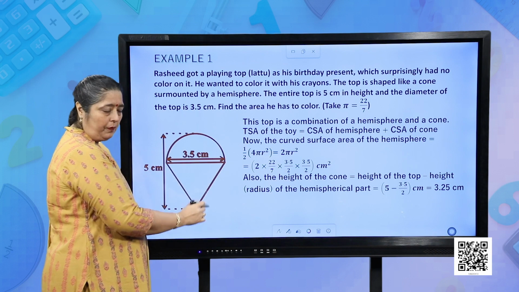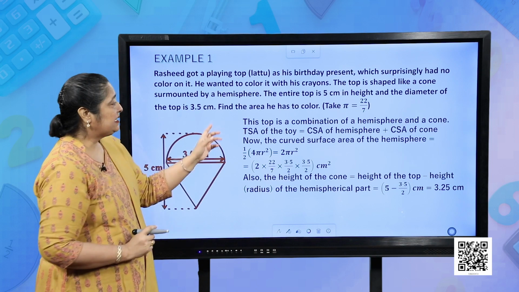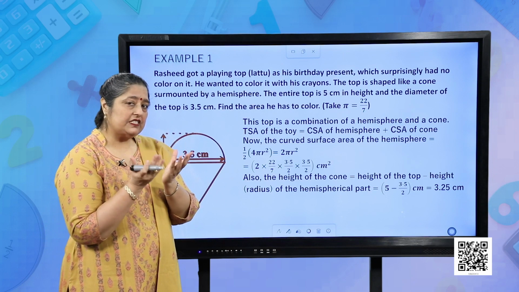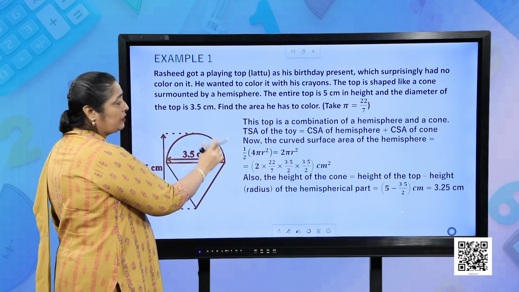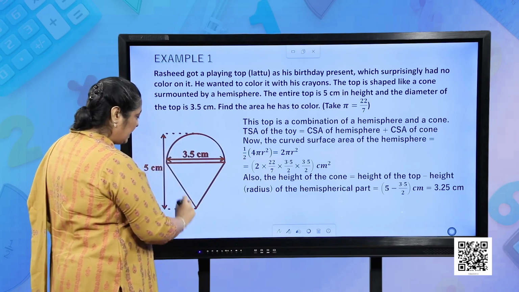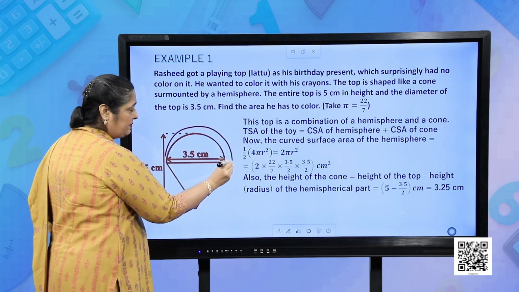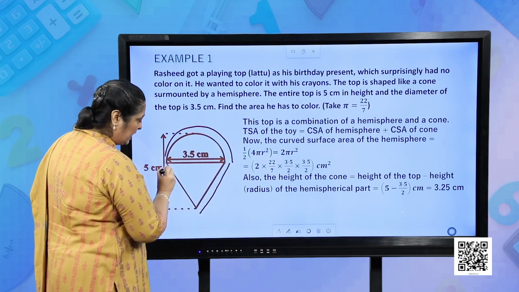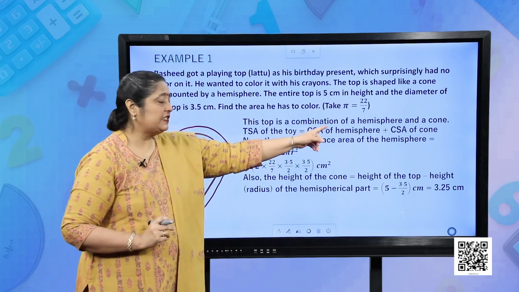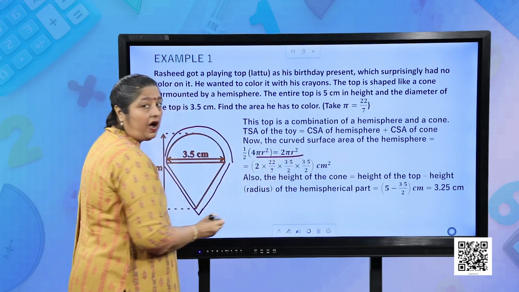This is a top, this is a cone and surmounted by a hemisphere. This top is a combination of a hemisphere and a cone. So, what is the total surface area of the top? The total surface area of the toy is CSA of the hemisphere, right, plus CSA of the cone, that is curved surface area of the hemisphere plus curved surface area of the cone. Now, let us apply the formulas. What is curved surface area of the hemisphere? It is given by 2 pi r square.